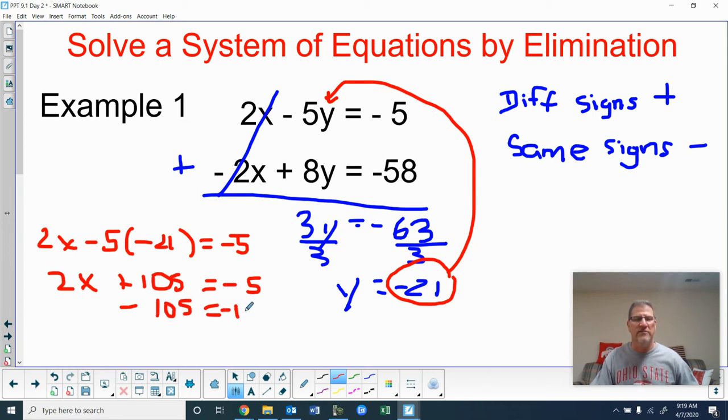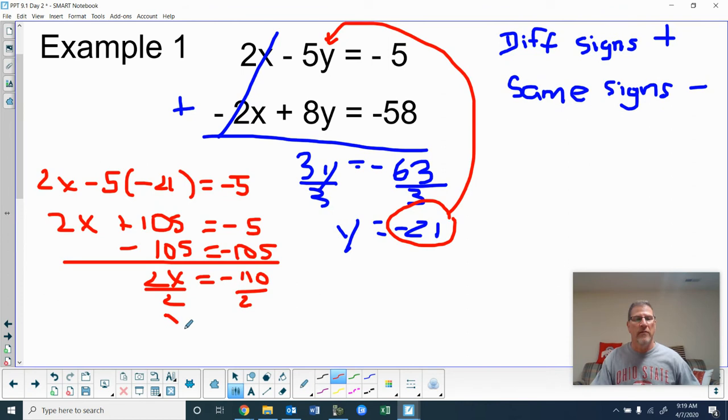I'm going to solve for x here. I get 2x equals negative 110. And then divide by 2. And that's negative 55. So my answer, my ordered pair, is negative 55. Whoa, that was ugly.